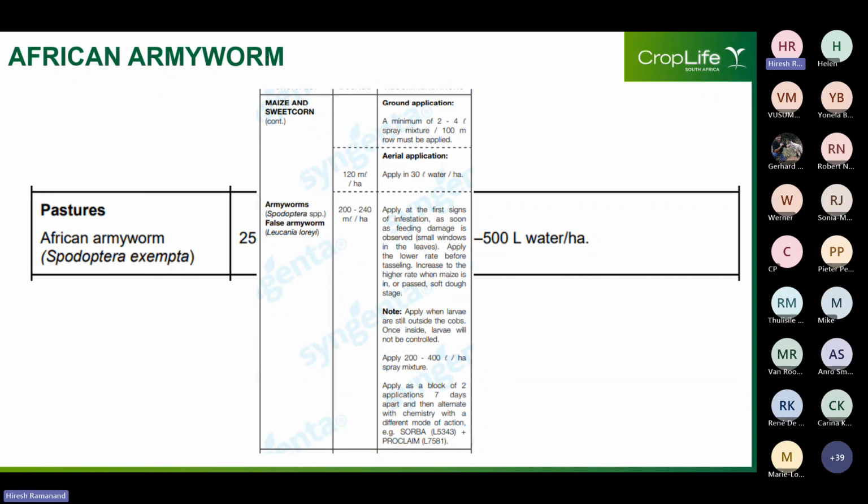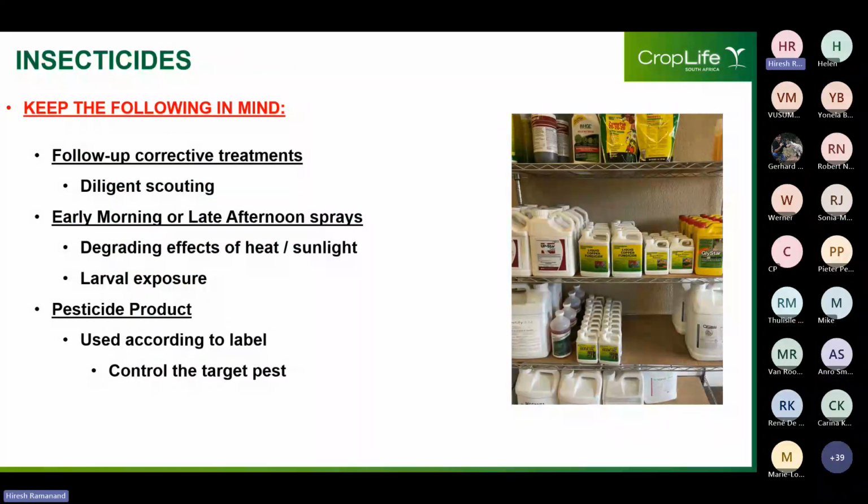And remember, these are just certain examples that I've plucked out. There are many such examples of suitably registered products as well. Okay, so when using an insecticide, keep the following in mind. As stated on numerous occasions throughout this webinar, the decision for a second, third, or fourth spray, etc., should be based on diligent scouting of the newest 2 to 3 leaves and compared to thresholds set for that particular farm for that stage of crop development in order to determine whether follow-up sprays may be required.